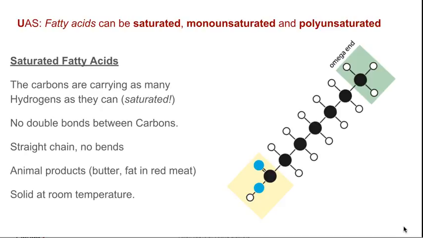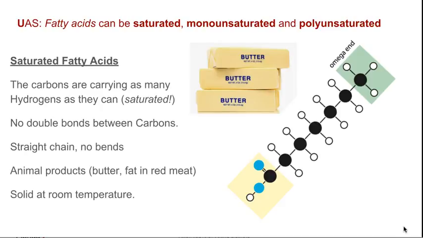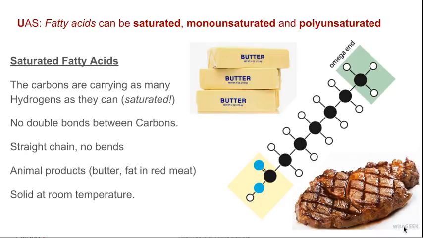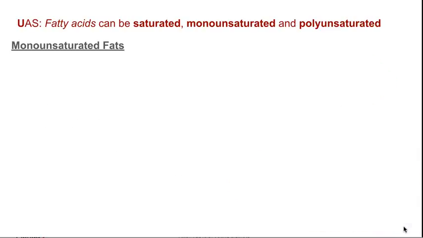So this is the diagram we saw before. We have our carboxyl, our methyl, and our chain in the middle. And butter or the fat in red meats is a good source of this, and I'm getting hungry just watching this. That steak looks delicious. Okay, moving on. Let's have a look at monounsaturated fats. Now these include one double bond, and it creates a bend in the molecule.